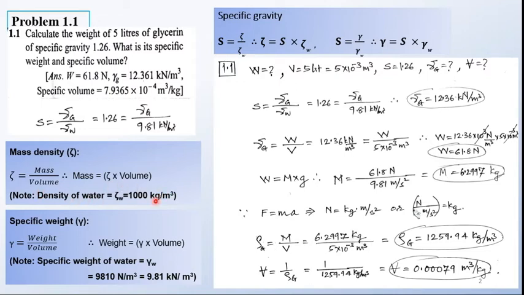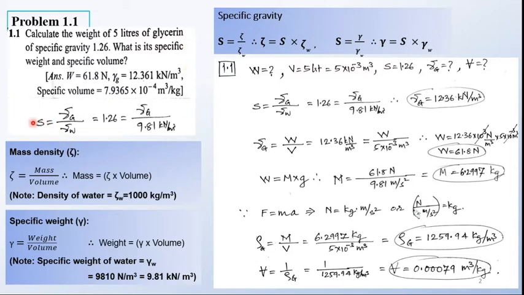One should know that density of water is equal to rho W, which is 1000 kg per meter cube or 1 gram per cc. Specific weight is equal to gamma, weight per unit volume, or from the equation we can write weight is equal to the volume multiplied by unit weight of a material. And in this regard, again, specific weight of water, one should know that it is 9810 newtons per meter cube, or it can be put as 9.81 kilonewton per meter cube. With these background ideas, we'll start solving the problems.